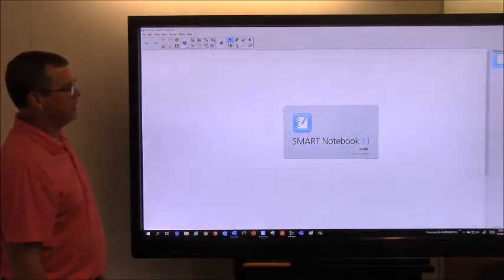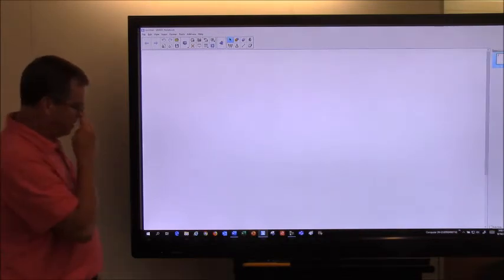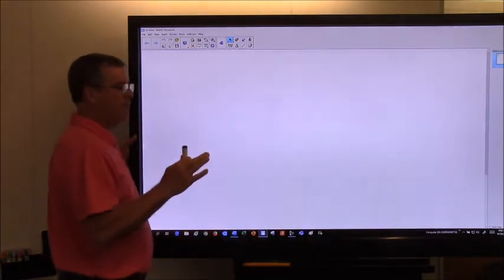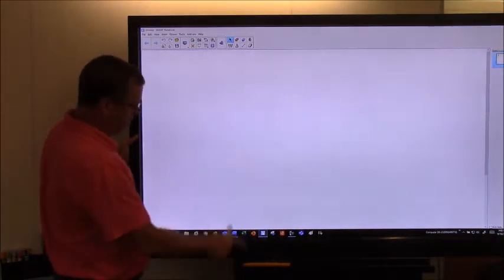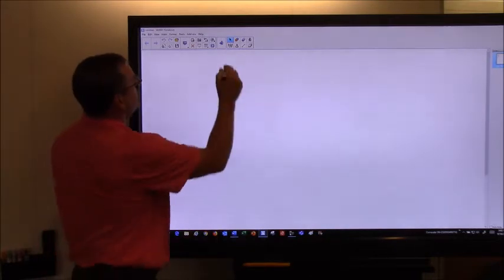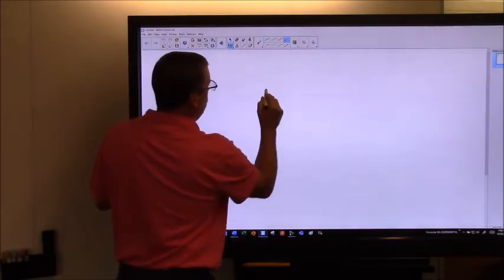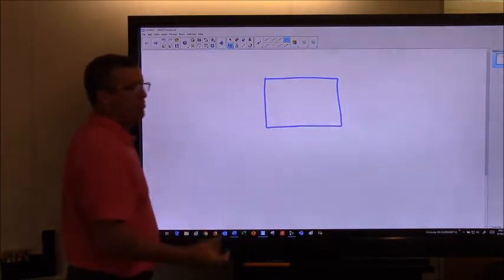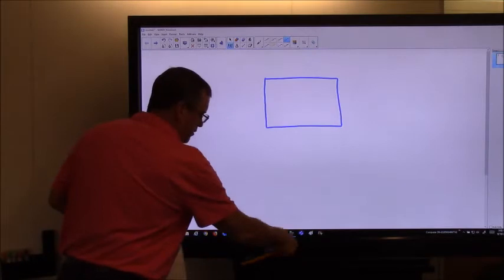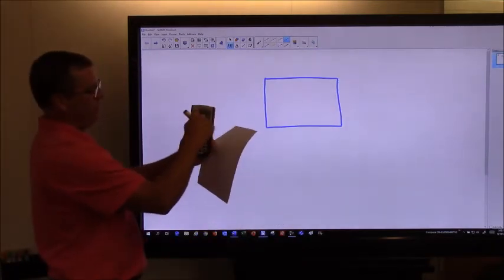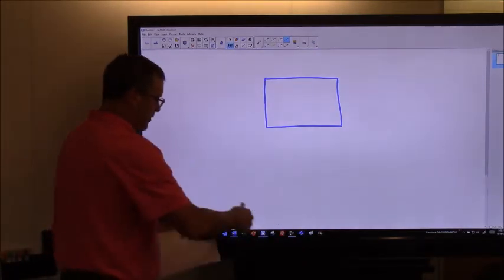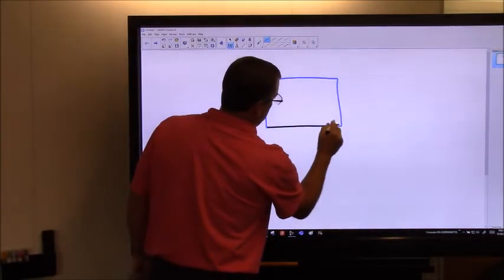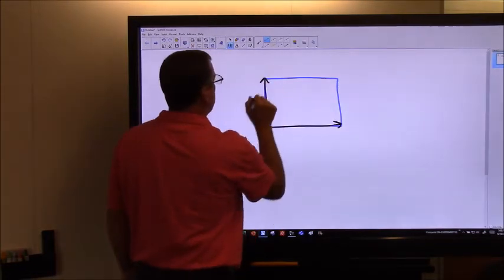This is Smart Notebook. It's something that I can write on and you guys can see. So anytime anything comes off the graphing calculator, and I'll get my graphing calculator back here where I can see it in a second, what I want to do is draw a box, and this box represents the calculator screen. It represents this window right here that we're looking at. All right? And then I'm going to put an XY axis in here. So there's my x-axis, there's my y-axis.